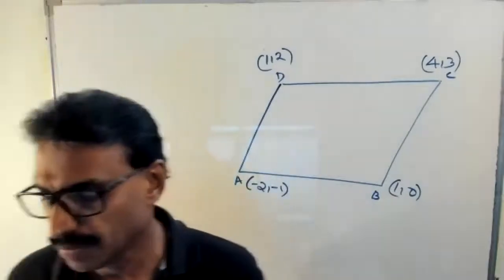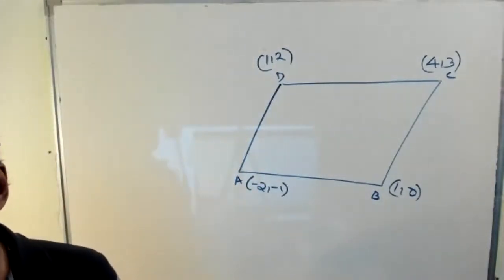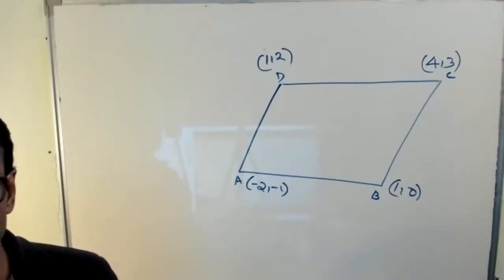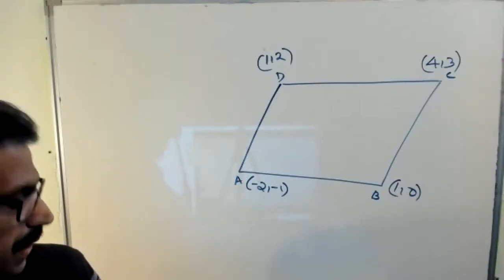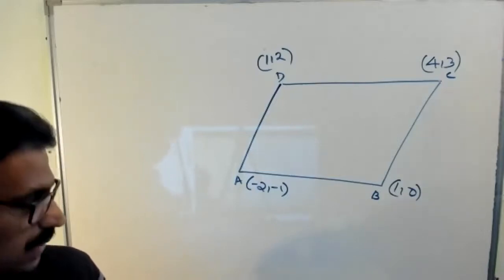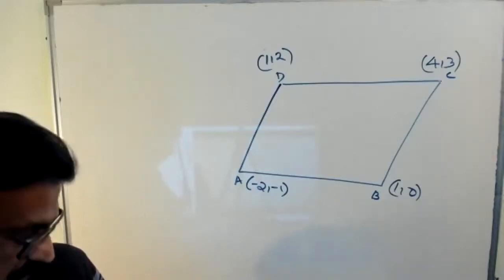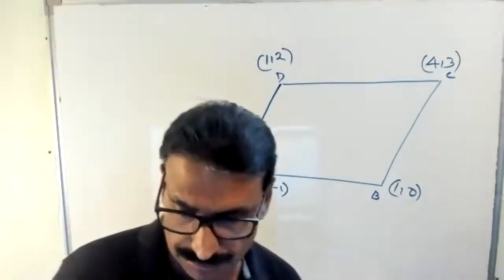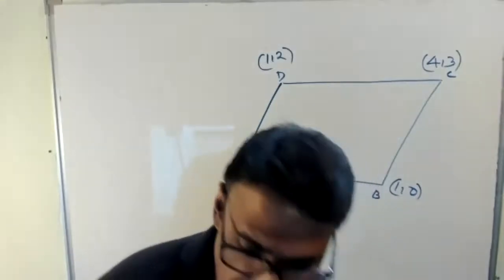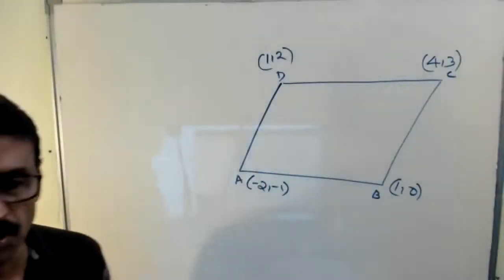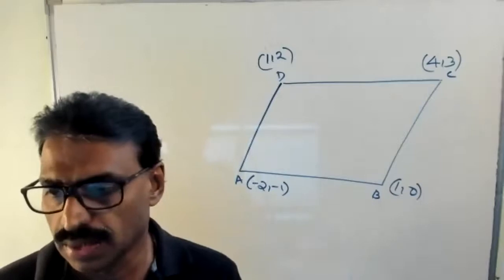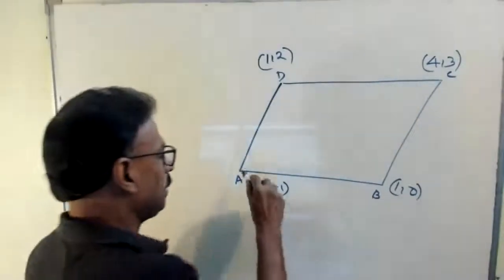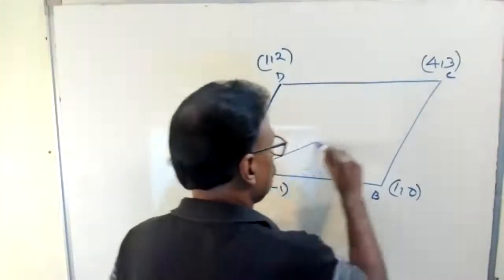Listen, using section formula, prove that -2, -1, 1, 0, 4, 3, 1, 2 are the vertices of a parallelogram. Okay, I'll show this one. We know by distance formula how to show opposite sides are equal. Now look at here. You join this one. Not right now.